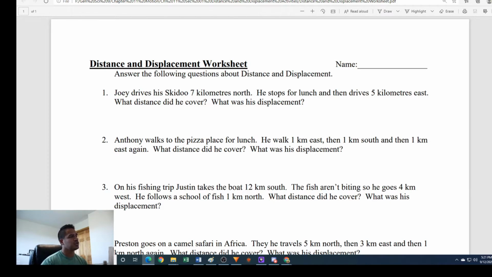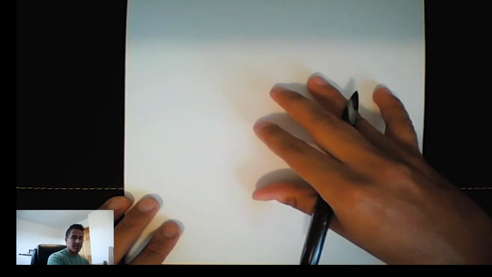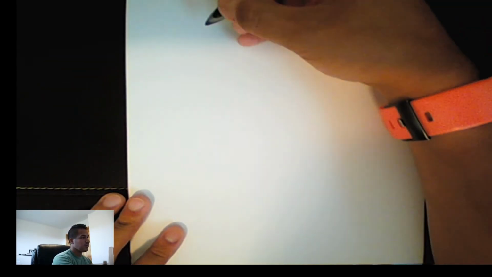It says, Joey drives his ski-doo 7 kilometers north. He stops for lunch, then drives 5 kilometers east. What distance did he cover? What was his displacement? All right, so I'm going to switch over to paper here because usually when we do these problems, it's really good to draw a picture, okay? So I have my camera here, and I'm going to draw a picture.